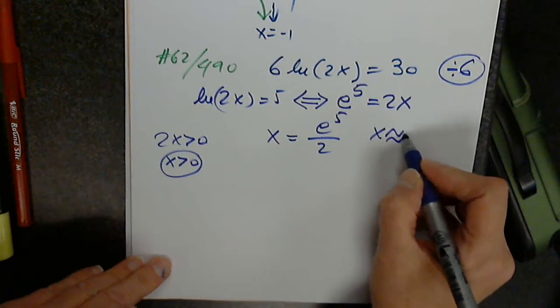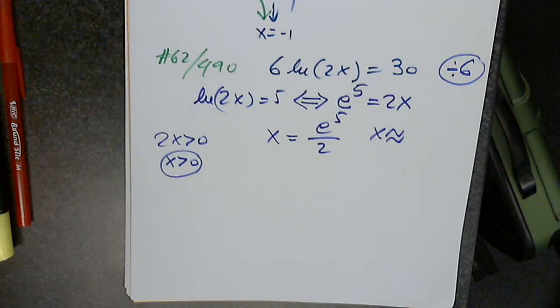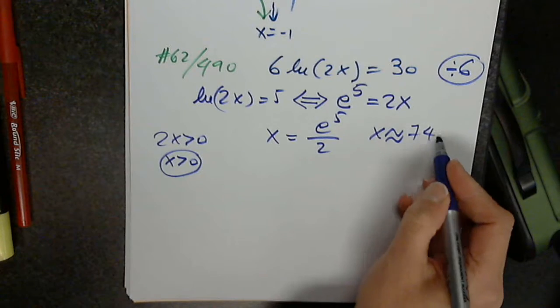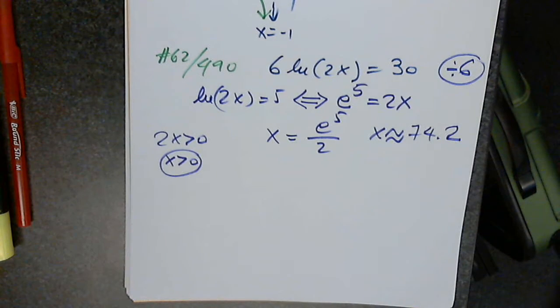If you want to approximate it, you will grab your calculator, you will raise e to the 5th power and divide the answer by 2. So e to the 5th power, and then I divide everything by 2, and I got 74.2. You can plug it back in to check the solution. Good. Very good. Perfect question. Anything else?